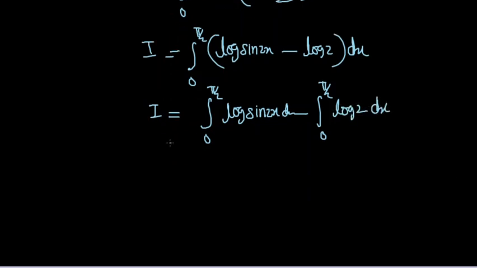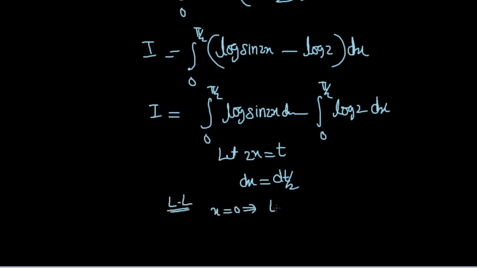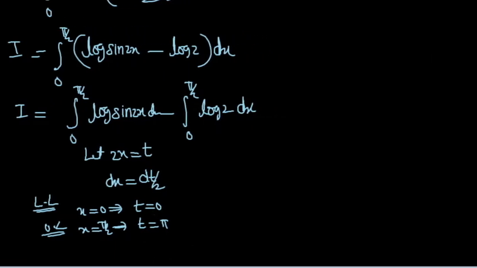Now for this part we make a substitution. Let 2x equal t. Differentiating, in the place of dx we can substitute dt by 2. For the lower limit, when x is 0, t is equal to 0. In the same way, for the upper limit, x is equal to pi by 2, then t is equal to pi. This is too lengthy, but still, we change the limits in this question.